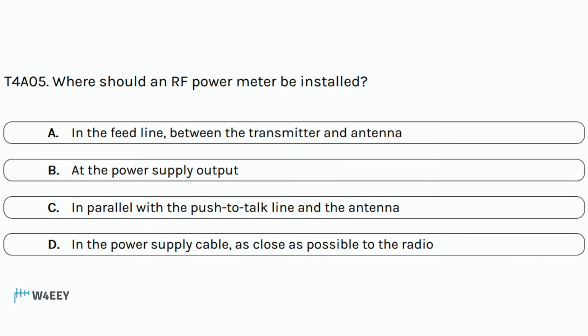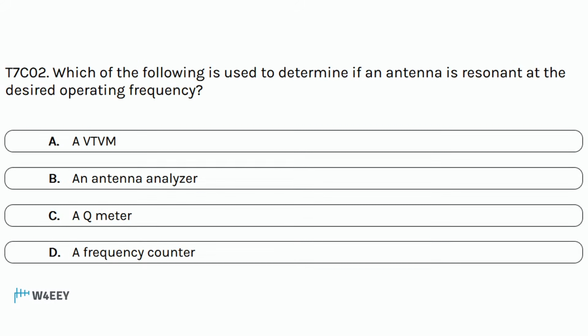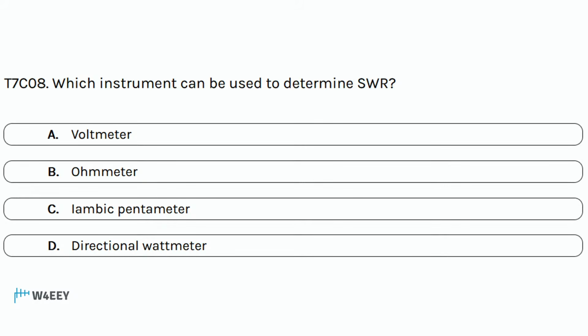And where should an RF power meter be installed? A. In the feed line between the transmitter and the antenna. And which of the following is used to determine if an antenna is resonant at the desired operating frequency? Bravo. Like I showed you, that MFJ unit and antenna analyzer is what we use. Are those people still in business? No, they are not. They went out of business this last year.